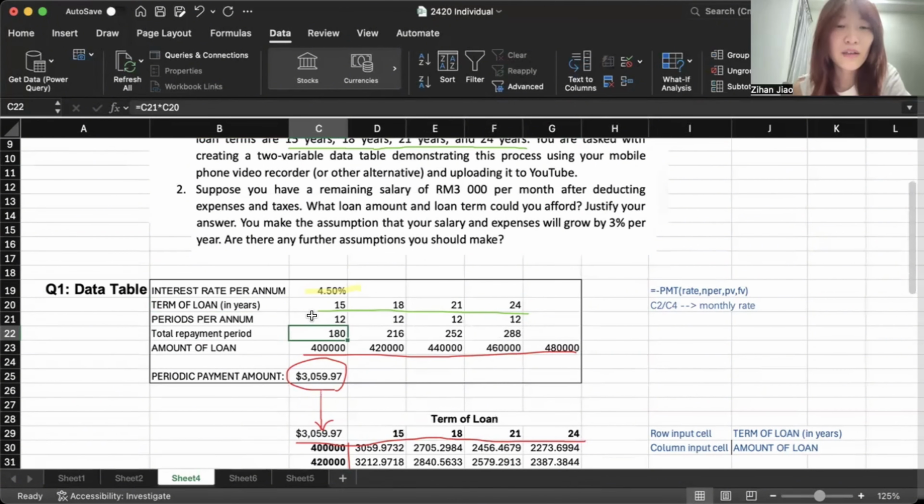Because we pay 12 times every year and we need to pay for 15 years, the first total repayment period is 15 times 12, which is 180. And that is how it is calculated.